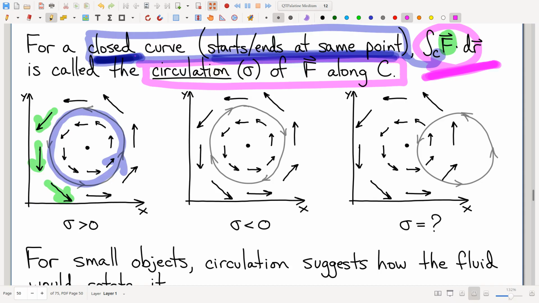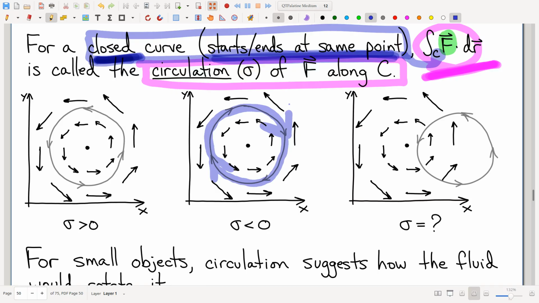Okay, now let's see another example here. We're going to look at the same vector field, you'll notice, and a very closely related curve. But you'll notice this time the curve is going the other direction. It has the opposite orientation. So now let's think about, okay, what's the circulation here? To what extent is this fluid flowing along that curve?